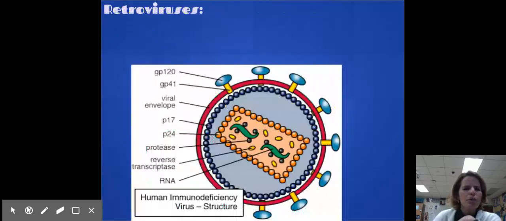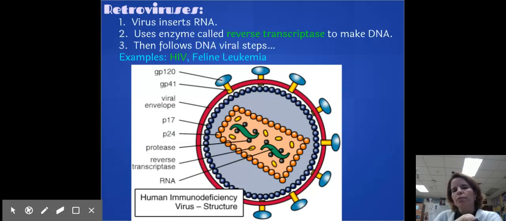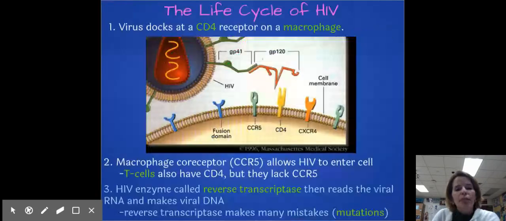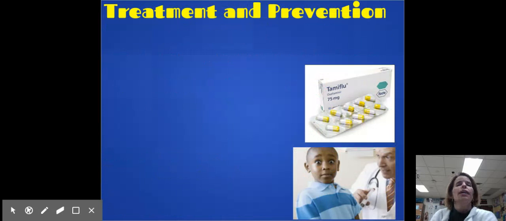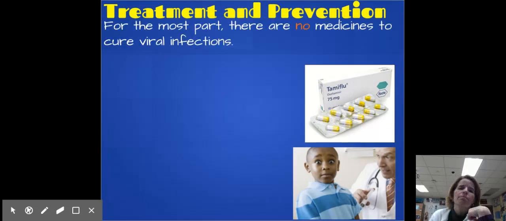Now, there is one more kind of virus called retroviruses. You may have heard of retroviruses. The standard example of a retrovirus is HIV. Retroviruses have RNA, but they also have an enzyme called reverse transcriptase. We're going to learn more about HIV in another set of notes. I'm going to skip the HIV stuff for later, and now we're going to move on to treatment and prevention. How do you treat and prevent viral infections?